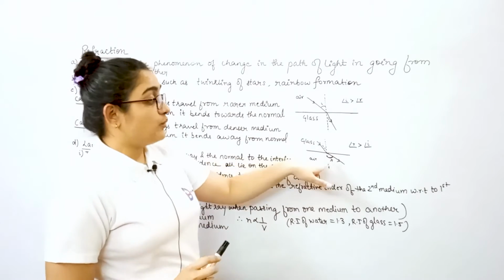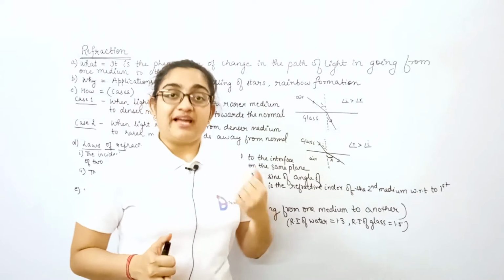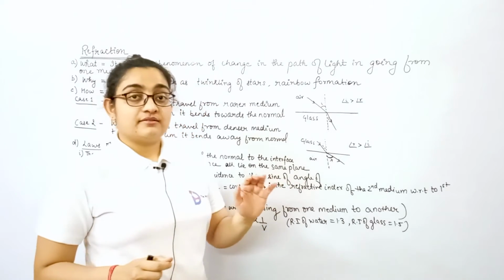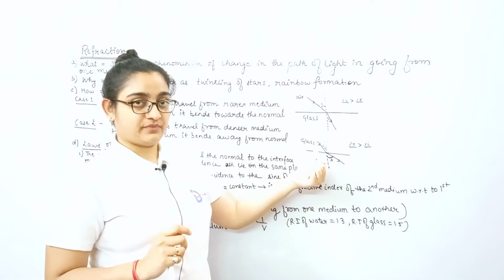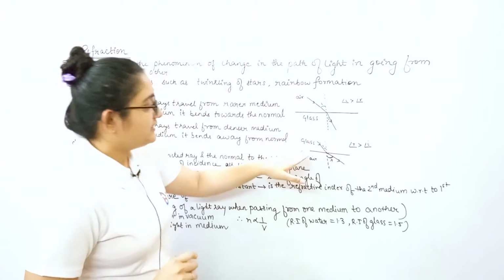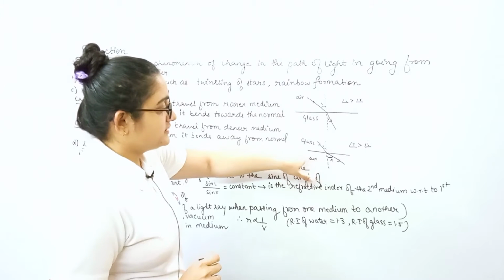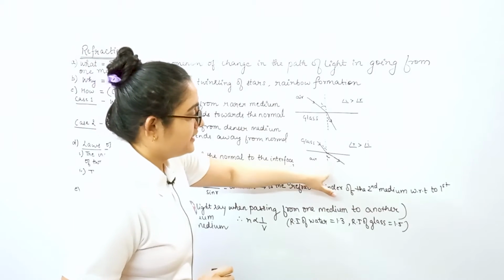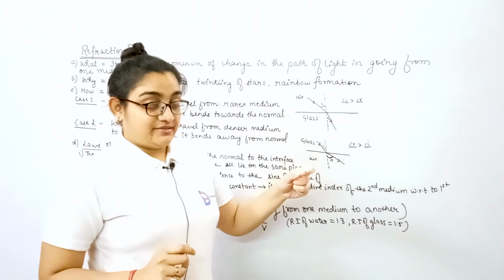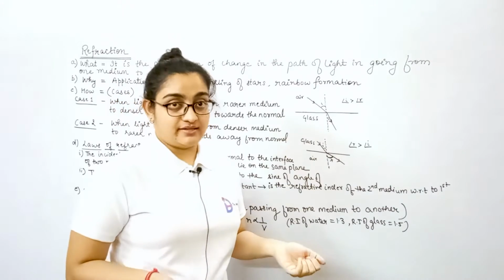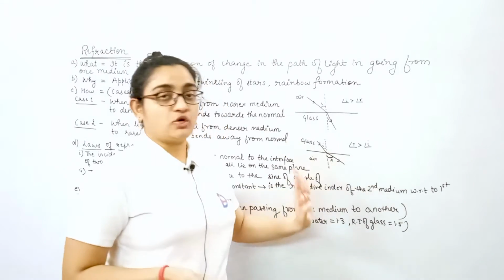Okay. And why away from the normal? Because the speed of the light ray gets increased in this situation. When the light ray is traveling from a denser medium to a rarer medium, the speed of the light ray is actually increasing. That's why it is bending away from the normal.